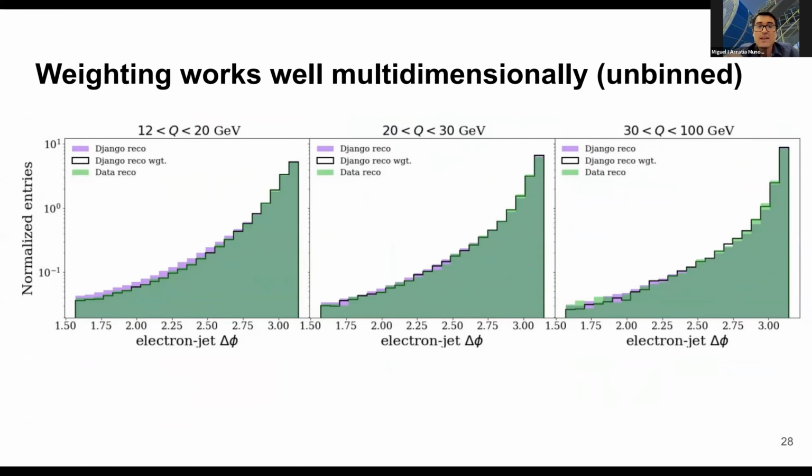And in each case, the black distribution matches the green distribution very well, even though the starting distribution, which is the purple, had significant differences. The plots that I'm showing you are actually binned by construction, because I'm making a histogram to make this plot, but the underlying reweighting is unbinned. And that's the beauty of it. You can easily change the binning or look in multiple dimensions, and the result will not change, or the underlying method doesn't change.